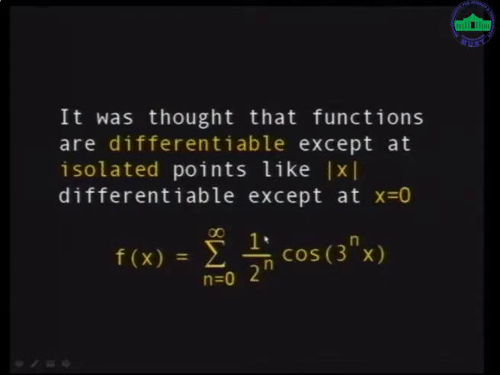But because here we have 1 over 2 to the n, the ratio is half, which is less than 1. So when you differentiate it, you get 3 to the power n outside, so you get a ratio which is greater than 1. So the derivative here does not exist, which means that this function is continuous for all values of x and differentiable nowhere. So it's continuous everywhere and differentiable nowhere.